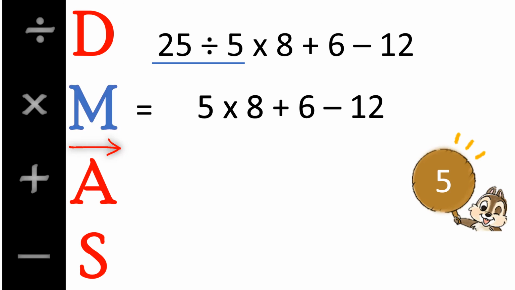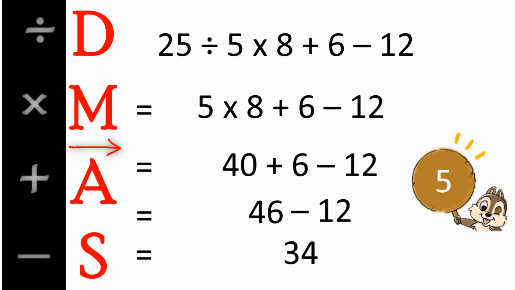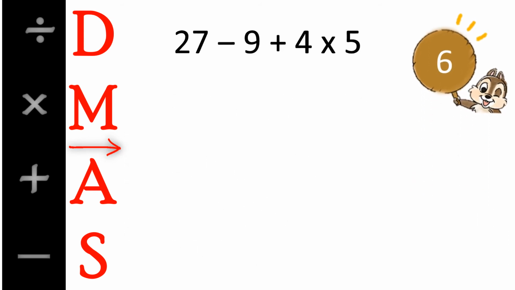Now what we have to do? Multiplication. So do the multiplication. 5 8s are 40. So write 40, then rewrite the expression as it is. That is plus 6 minus 12. So we have 40 plus 6 minus 12. Now do the addition. 40 plus 6, 46. So write 46 minus 12. Now subtract. 46 minus 12, we get 34. So the answer is 34. Let us solve one more question.